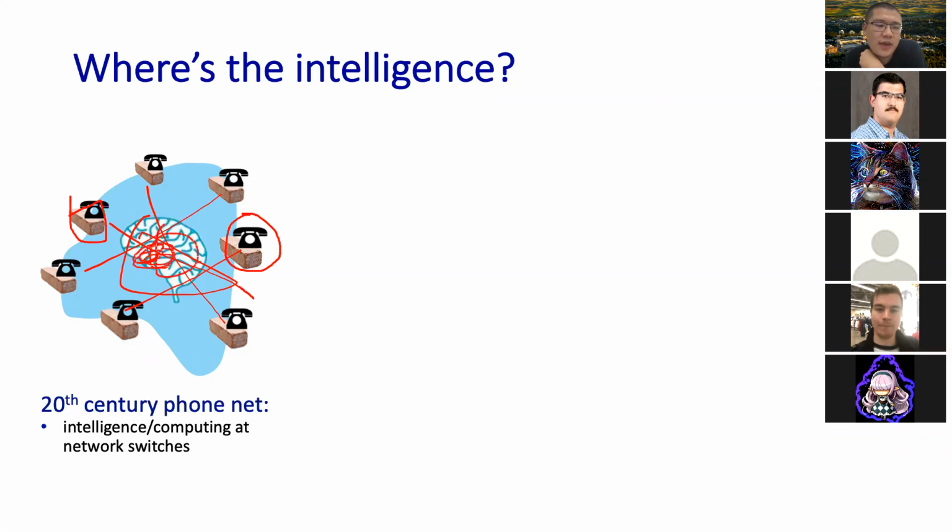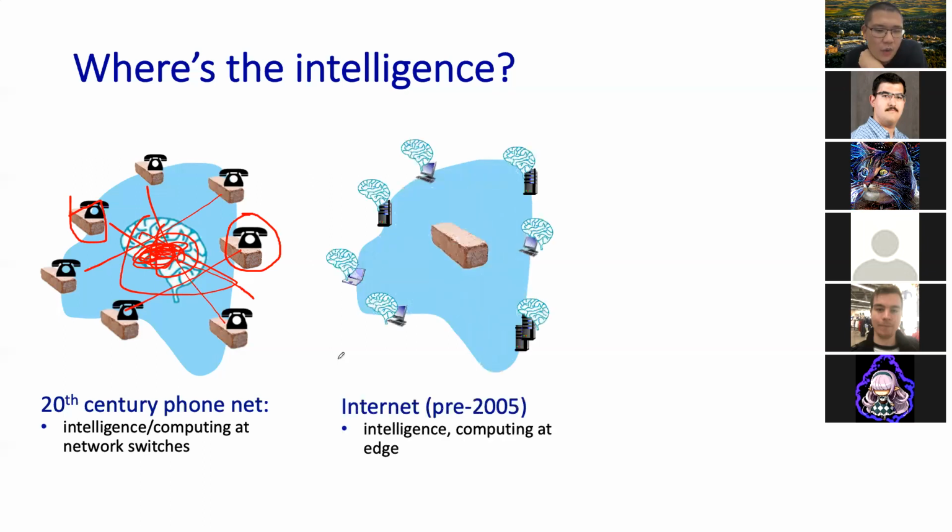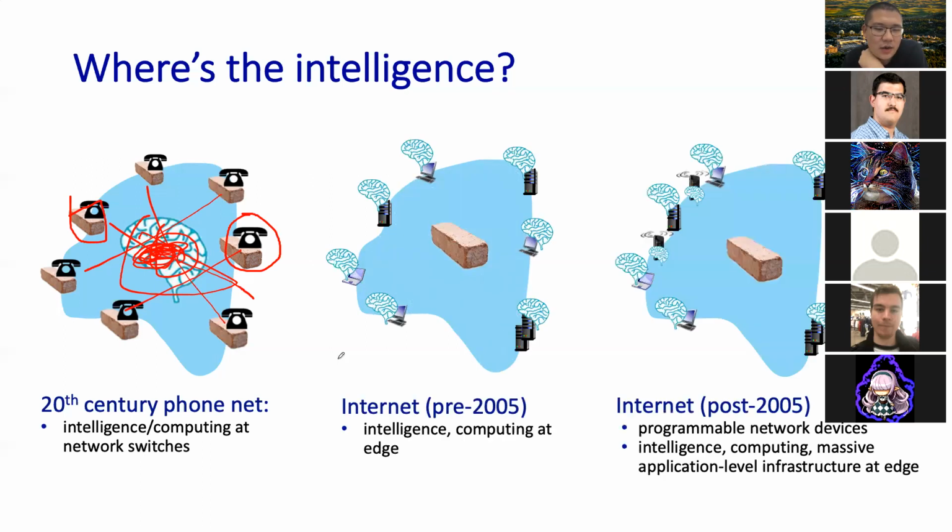You can think about the brain. So the intelligence is happening here. This is something from many years ago, 30 or 40 years ago, for the phone net, right? But now we have the internet, right? The internet also has different periods. You can see here, when the internet was invented, you can compute something at the edge, right? So different devices have different intelligence here, okay?